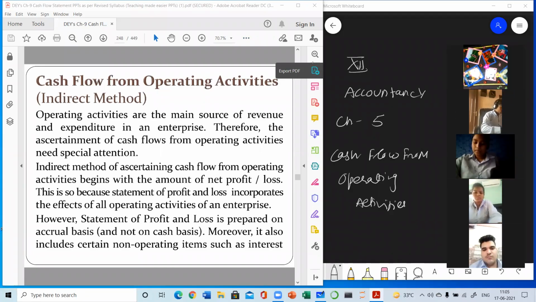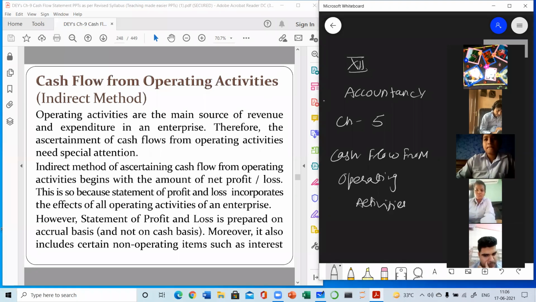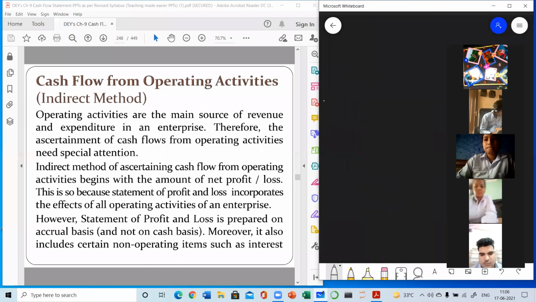Yes, 12th class, accountancy, chapter 5, cash flow statement, and today's topic is cash flow from operating activities. Operating activities are those activities which are the principal revenue generating activities. Principal revenue generating means the activities which will be done on a regular basis, which is the main business of the organization. To calculate the cash flow from operating activity, there are two methods.